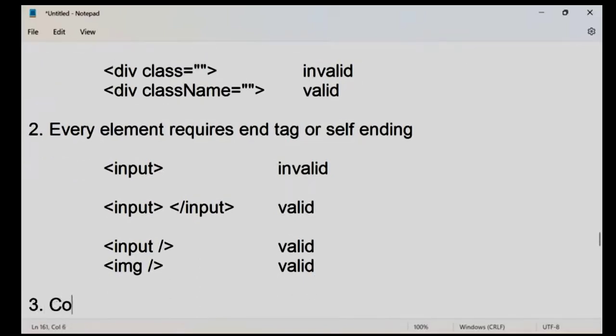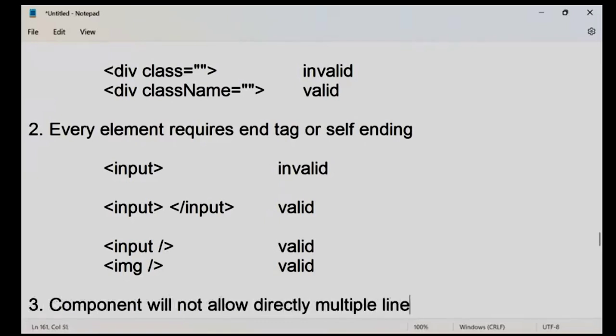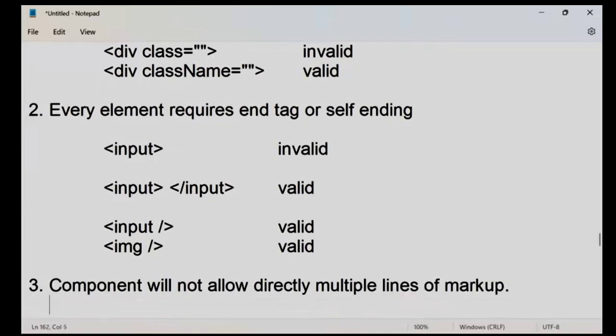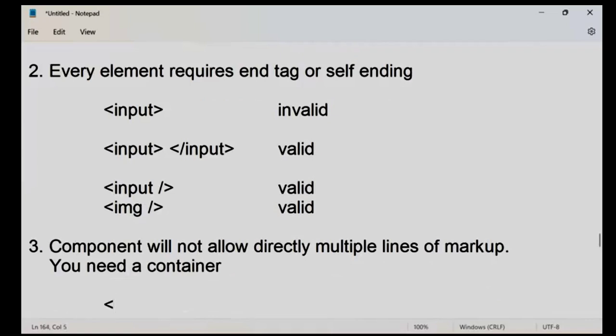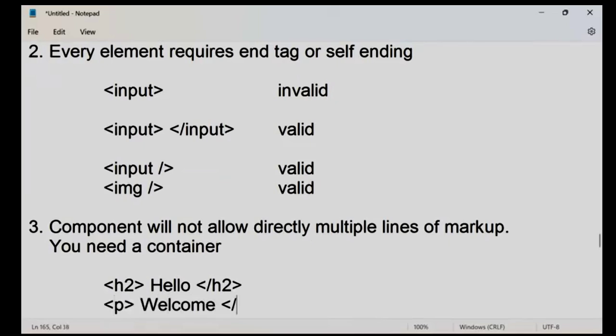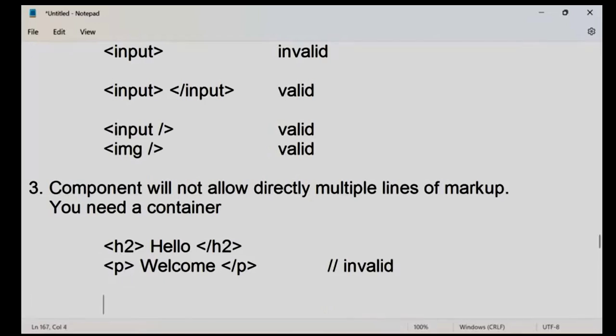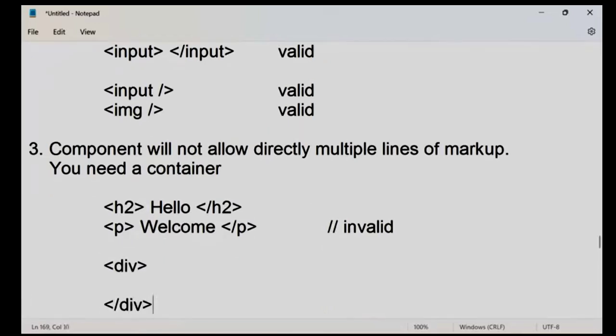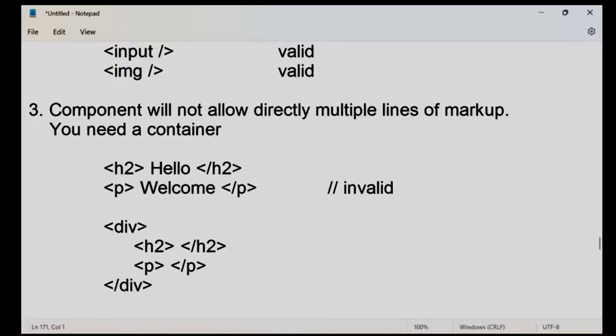And very important: a component will not allow multiple lines of markup directly. So you need a container. This is another rule. Multiple lines of markup means, suppose I put a heading, hello, and the heading close. After that I put a paragraph, welcome. Am I right? Paragraph close. This is all invalid. What you have to do is put both lines in one container. Understood? The heading must be inside this container. The paragraph also must be inside the container. Multiple lines are not allowed. You have to render in one container. Everything must be in one container.